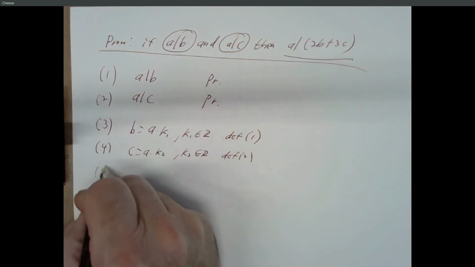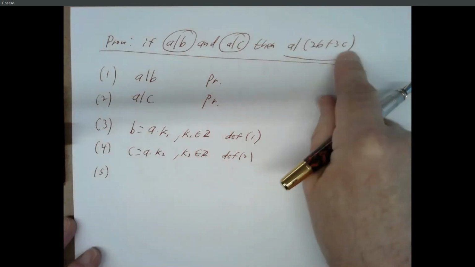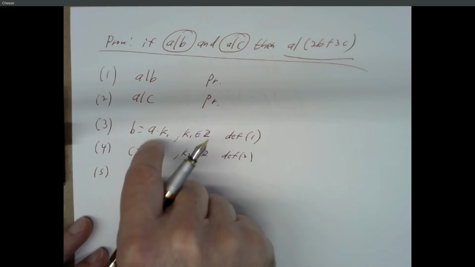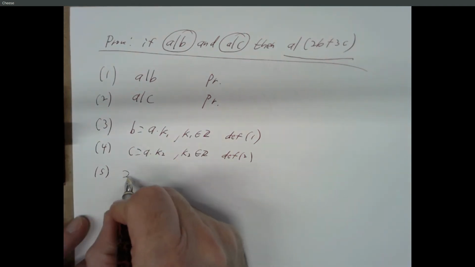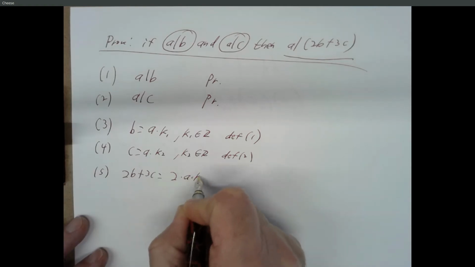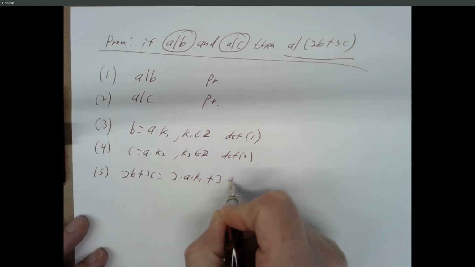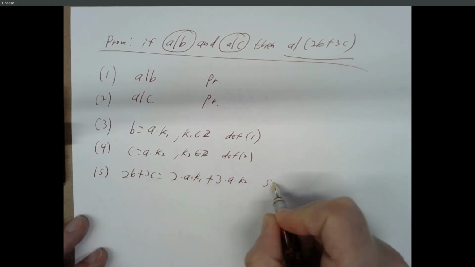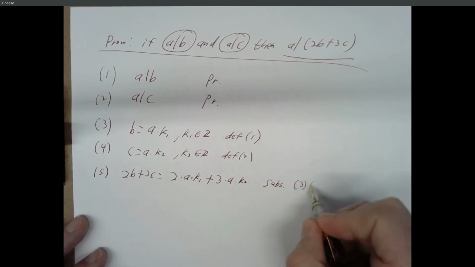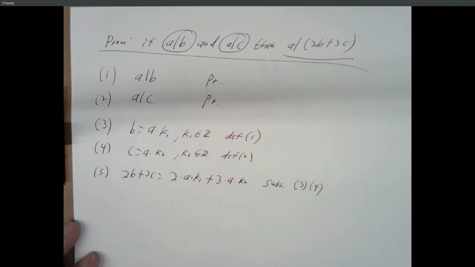And then you need to somehow make a statement about 2B plus 3C, and most people said, well, let's just substitute these in for B and C and do the following. 2B plus 3C equals 2 times A times K1 plus 3 times A times K2. And that's just substitution of 3 and 4.